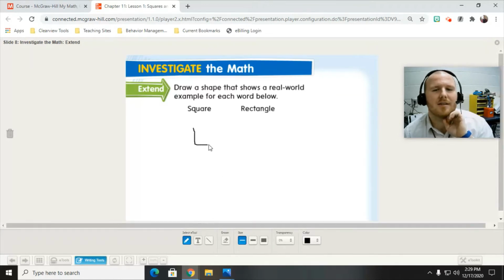Cheez-It. You guys ever had Cheez-Its? Cheez-Its are little square, little cheese bites. I love them. Rectangle, though. Here, let me put a little circle in here to show my little Cheez-It.